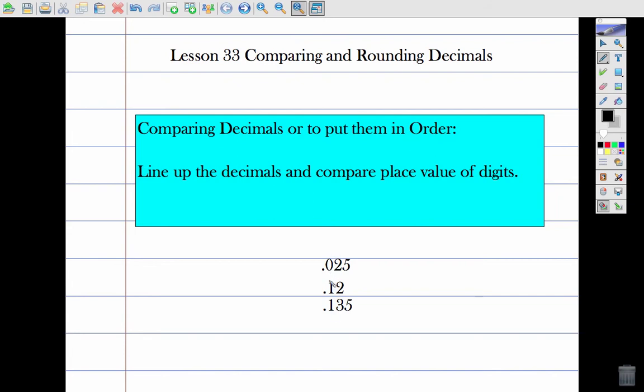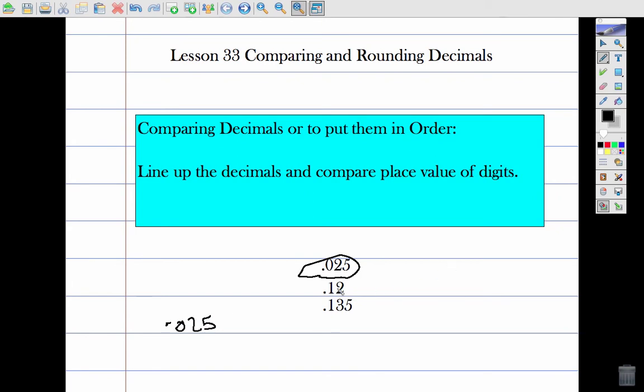So if I was going to compare them or put them in order, I can see that my 0 is lower than my 1 and my 1, so I'm going to put this one first. So my 0.025 is going to go first, so I can write that as 0.025.